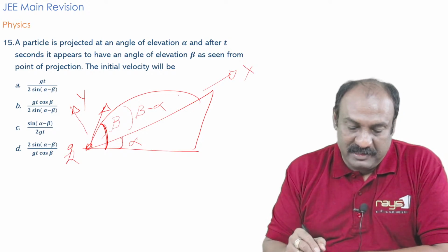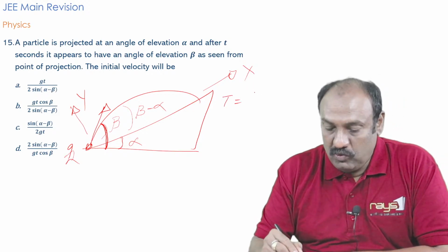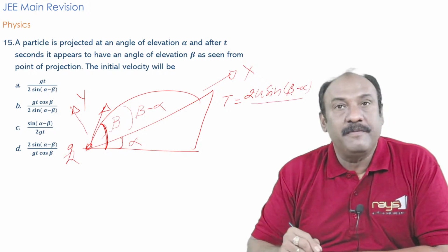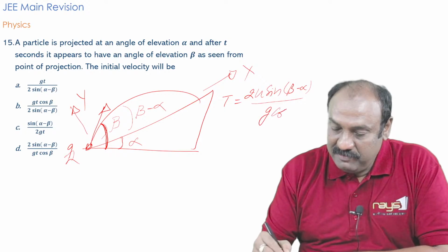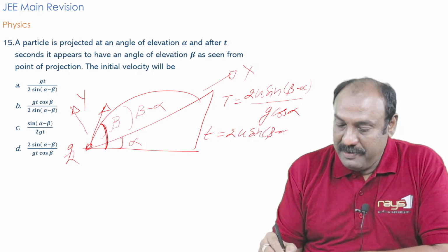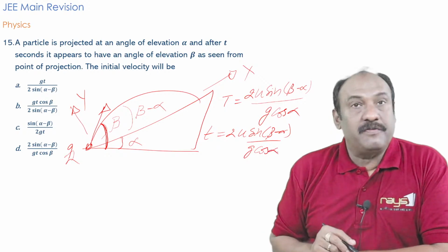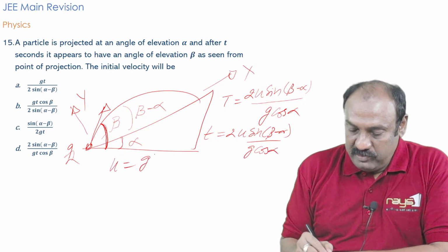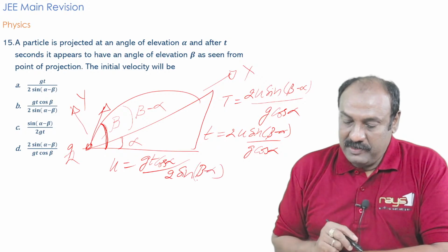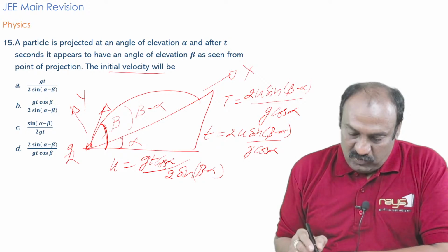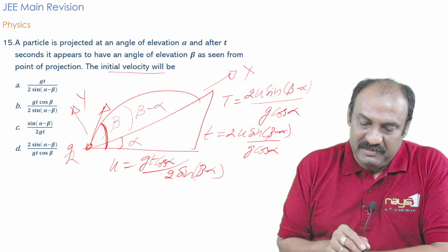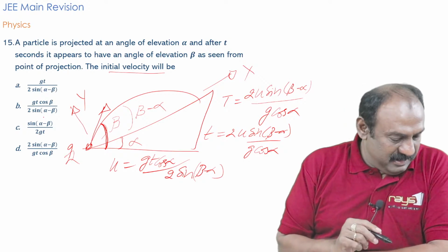So what is the time of flight of this projectile? Time of flight of the projectile is equal to 2u sin, in place of theta I write beta minus alpha, by g. In place of g, the value normal to the direction of the inclined plane is g cos alpha. So t equals 2u into sin of beta minus alpha by g cos alpha. From this what we want here is the u value. So u equals gt cos alpha by 2 into sin of beta minus alpha, is the equation for the initial velocity of projection. Here gt cos beta is given as the answer.